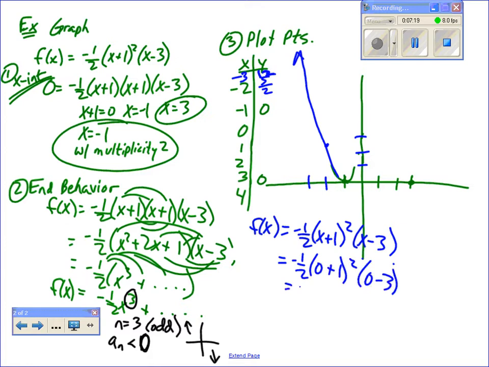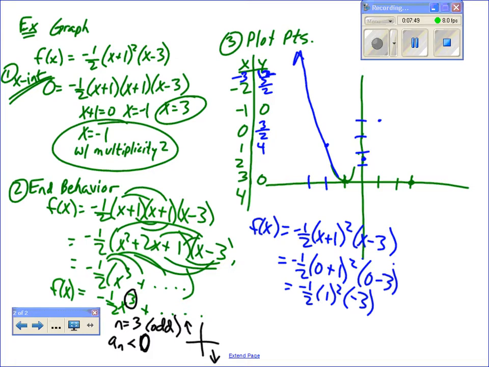Alright, so you got a 1 squared there, you got -3, so you got -3 times -1, 3 over 2, 3/2, or 1.5. So 0 comma 1.5. Let's plug in 1. That'd give you 1 plus 1 quantity squared, 4. 4 times that to the right of it, 1 minus 3, -2. So 4 times that, -2, -8. -8 times the -1, 8. 8 over 2, 4. So you got the 1 comma 4.